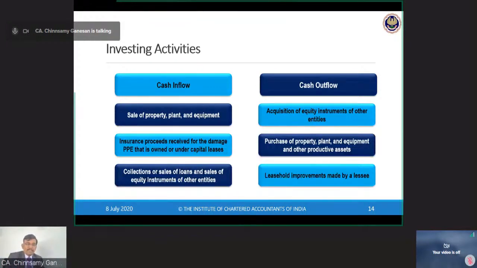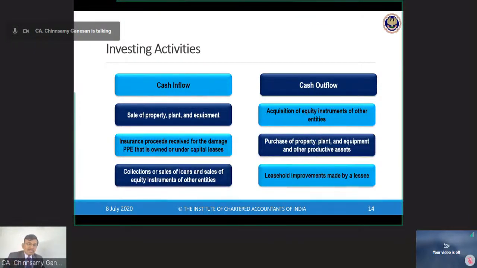When you are talking about that particular category, small companies are exempted from preparing the cash flow statement. Non-small companies is nothing but where the turnover is more than 50 crore and the borrowings are more than 10 crore. Then they are considered as a non-SMC. They have to mandatorily prepare cash flow statement.